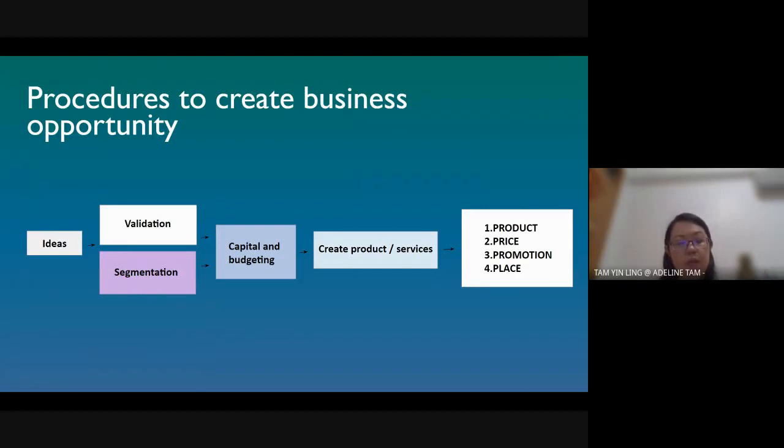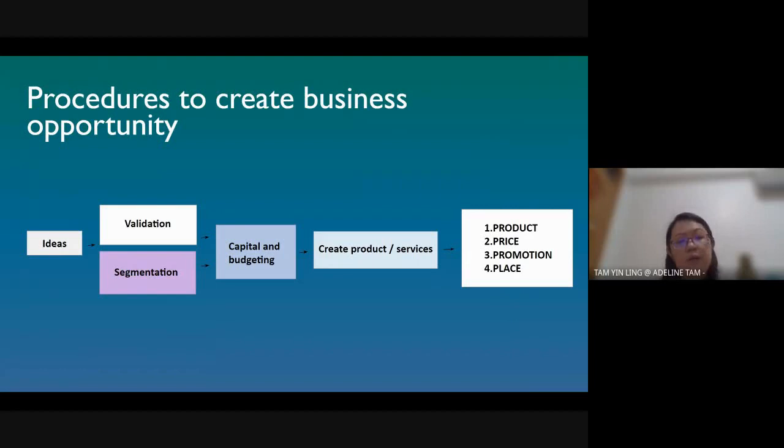And then we must budget the cost of the product and services by creating the products. You know how much is the cost, how much is the profit we can earn, and so on. Then only we plan for the marketing mix. The four P's here, marketing mix, start with product, price, promotion, and place. This is the marketing mix.